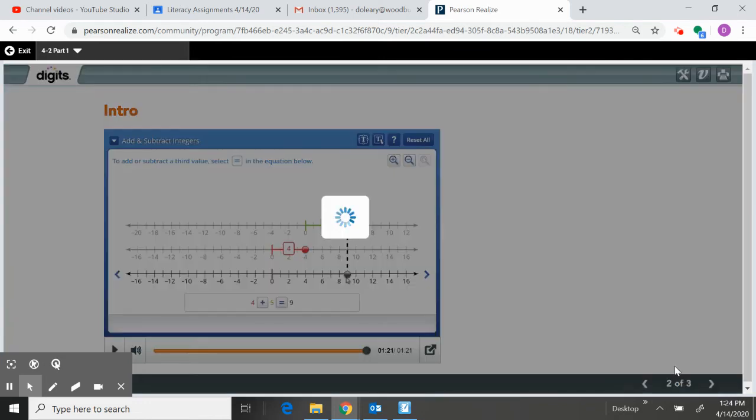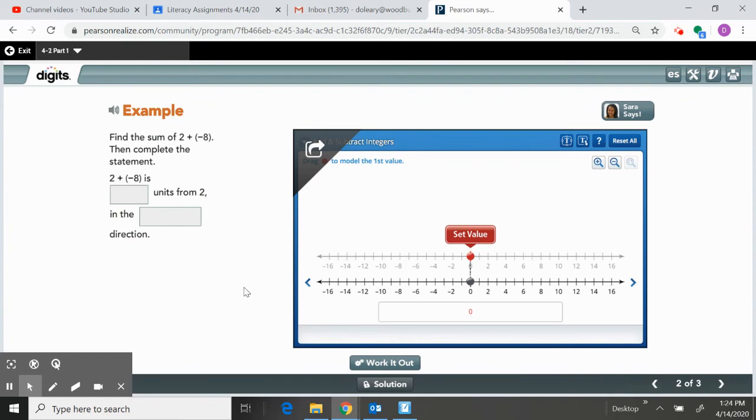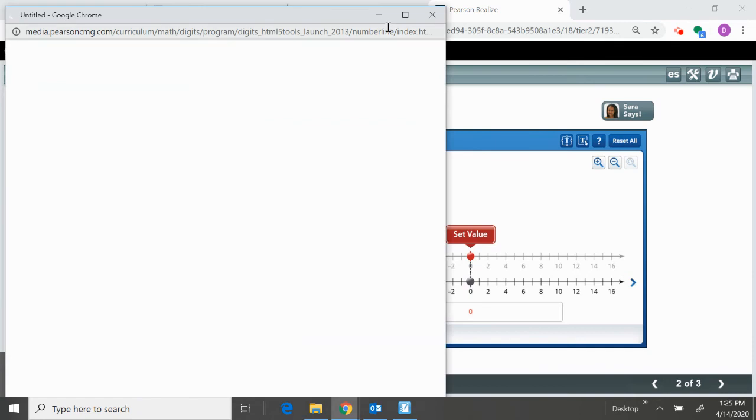All right, so let's see how that helps us here. They're telling us to find the sum of 2 plus negative 8. I'm going to click here, and it's going to bring me here so I can do that. 2 plus negative 8. Let's see what answer that gives. It says 2 plus negative 8 is how many units from 2? Well, it's 8 units from 2 in the negative direction. But let's see how that would work out. 2 plus negative 8.